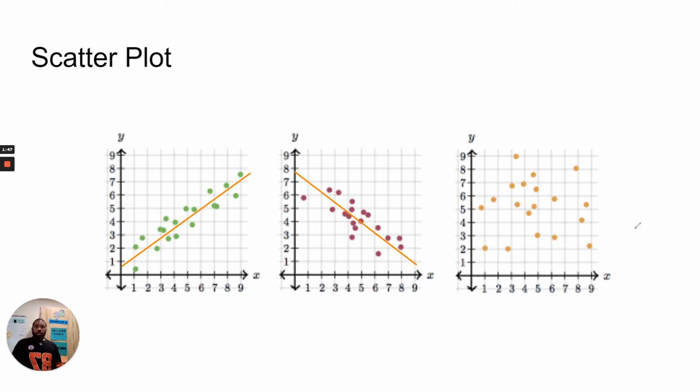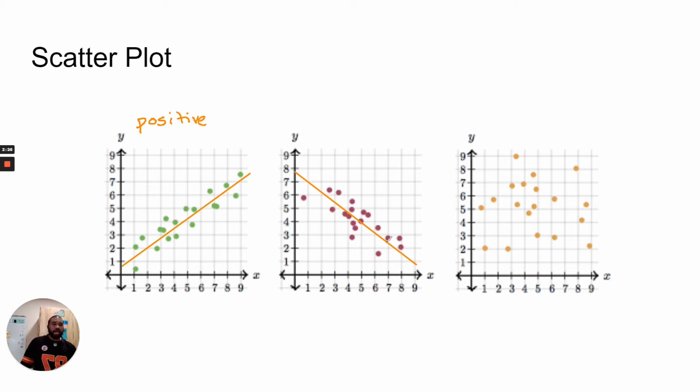Now that we drew in our lines of best fit, we can talk about the different types of correlation. You read a scatter plot from left to right. The way I like to think about it is, if I was walking on the line, would I be going up or down? So in this first example, if I'm walking along this line, I would be going up. That's called a positive correlation.